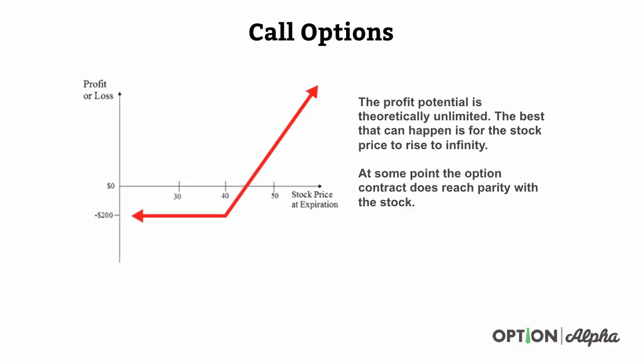Now again, with call options, the profit potential is theoretically unlimited. The best that can happen is for the stock price to rise to infinity. Obviously, we say theoretically unlimited, but option prices are going to be range bound, within certain parameters. There's no stock that's gone to infinity, right? At some point, the option contract does reach parity, though, and what that means is that for every dollar move in the stock, the value of the option goes up by $1 as well. Okay, that's on the further edges.